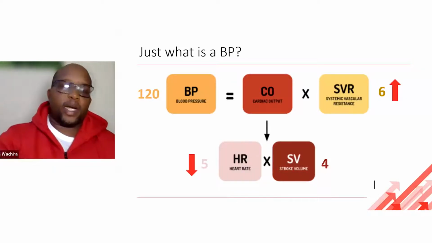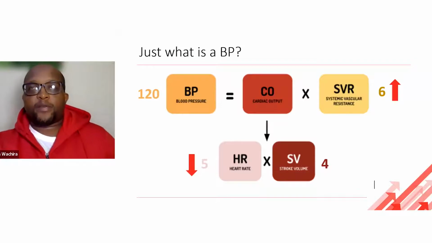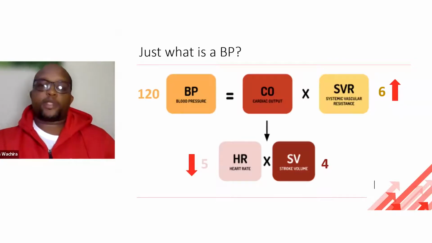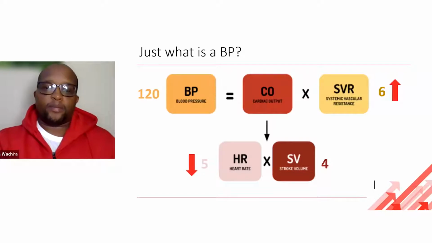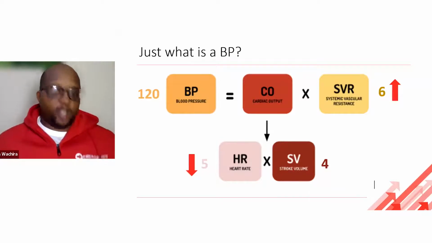So the moment your heart rate drops, your body is like, okay, what's going on? What's going on? What's going on? So the first thing it's going to do is cause vasoconstriction. So systemic vascular resistance will go up. And then your stroke volume will more or less remain the same, because you're not bleeding, just your heart rate dropped. You increase the systemic vascular resistance, and your stroke volume more or less remains the same.